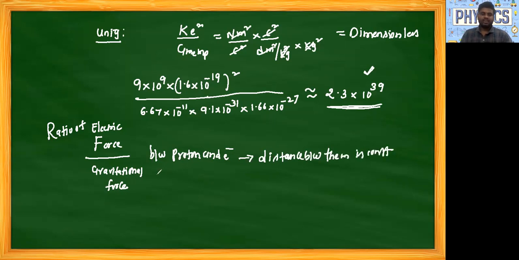Or simply, keeping the distance between them constant, it is K e squared by R squared over G m_e m_p by R squared. We know K q1 q2 by R squared, where K is 1 by 4 pi epsilon naught, is nothing but the electric force, and G m1 m2 by R squared is the gravitational force. This is what the ratio signifies. Clear? Next.